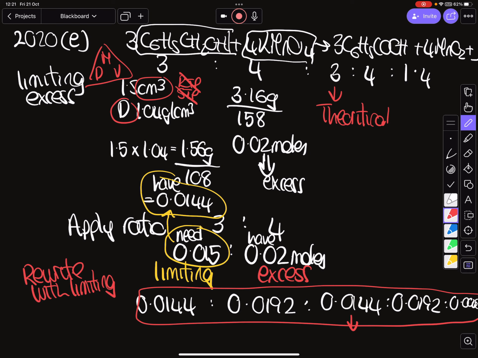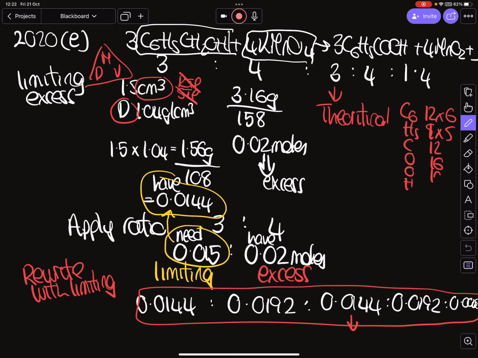We need to calculate a theoretical yield of this. So again, we need to turn this into grams of 0.0144. So up here we are going to write our C6H5COOH. So that will be 12 by 6, 1 by 5, 12, 16, 16 and a 1. When I add all of those things up, I should be getting 122. So I'm multiplying this number by 122.